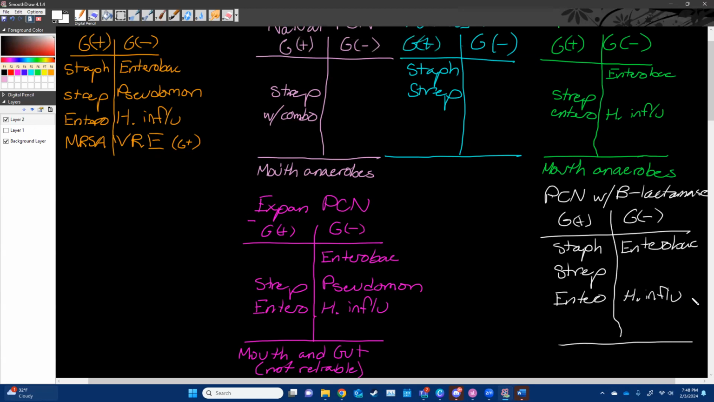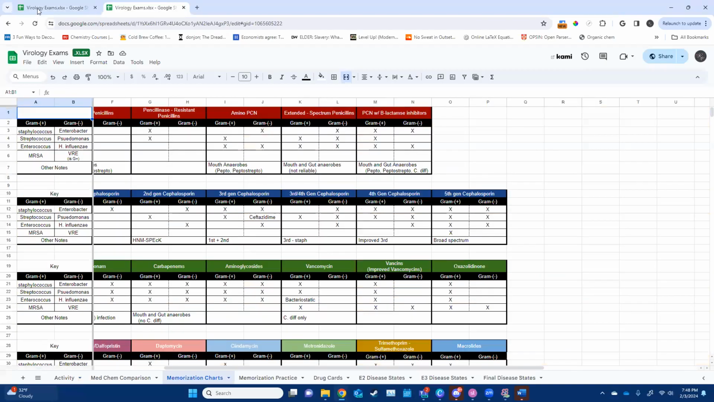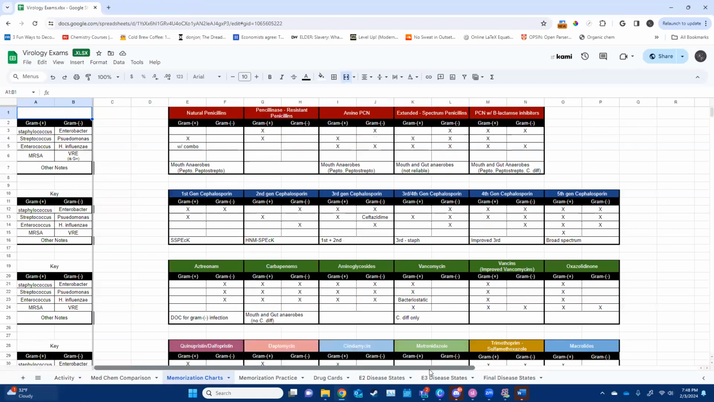Everyone with me? Does this kind of help everybody get organized on the different info? All right. What I'm going to tell you is that this information is already written out for you in these charts. Here's the same chart that we were working on. And now they're right here for you.